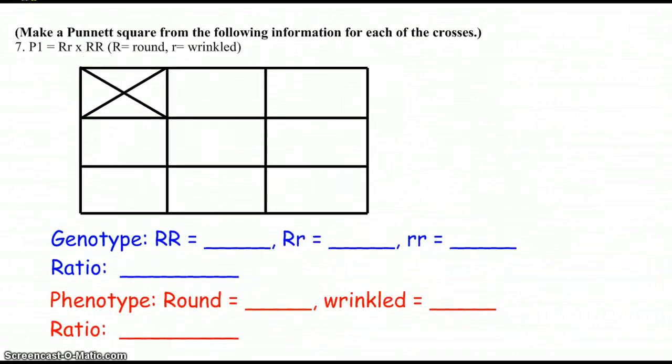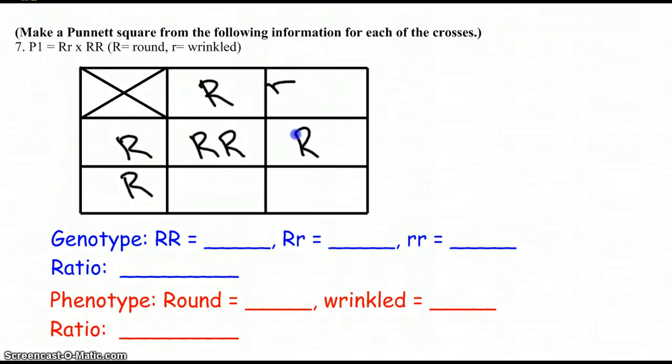Okay, let's go and do our last problem. Okay, so let's write our first parent. Again, I always write it on the top. So big R, little r, big R, big R. So first parent on the top, second parent on the side. Let's go ahead and fill in the Punnett square. After a while, these become fun. Okay, big R, big R, big R, little r.